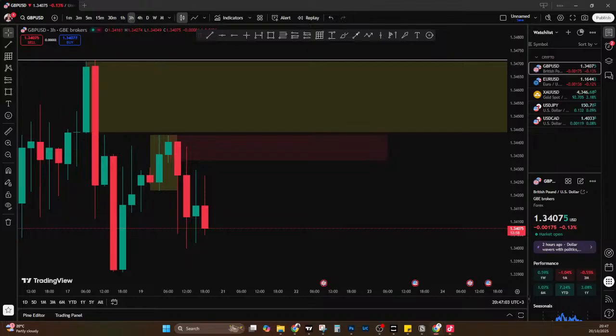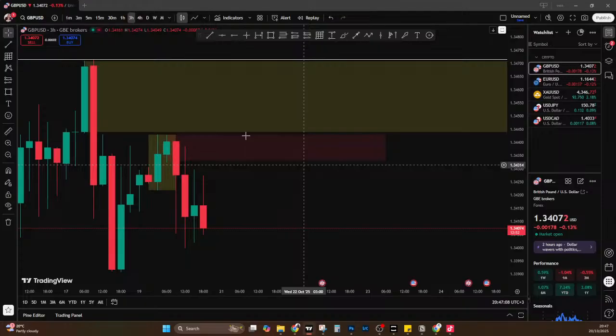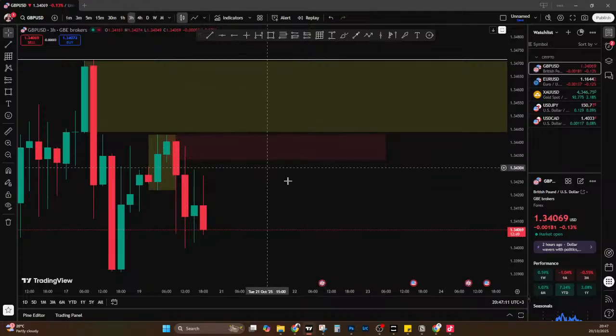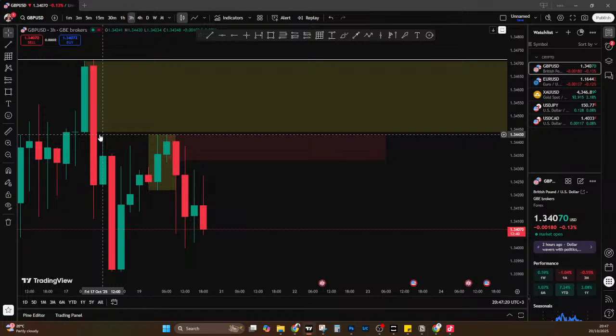So someone has already marked this as an order block without knowing that what is resting above that order block is a higher time frame order block, and not just a higher time frame order block, we also have a lot of liquidity. A lot of liquidity.